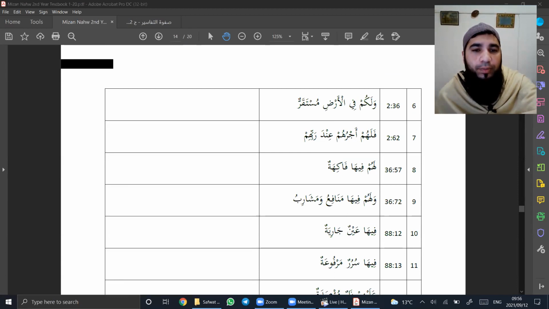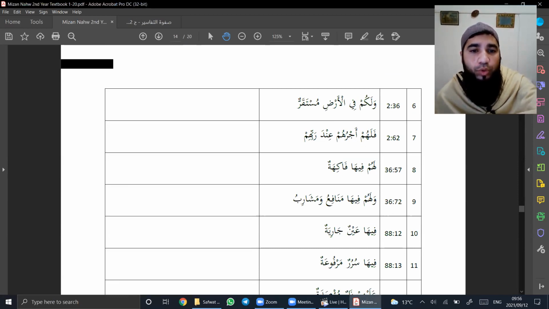So this is a harf fa, right? Lahum, harful jar, ismul majrur. These things are all connected to each other. Then we have the word ajruhum. So for them is ajruhum, their reward. Inda rabbihim.